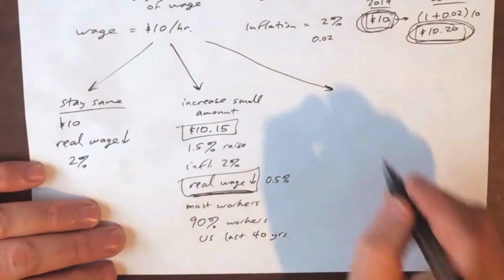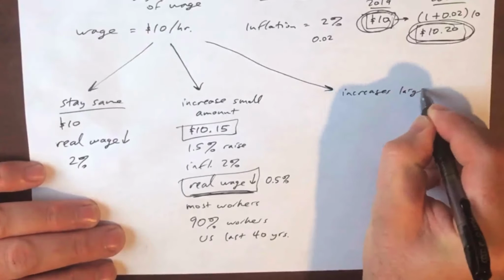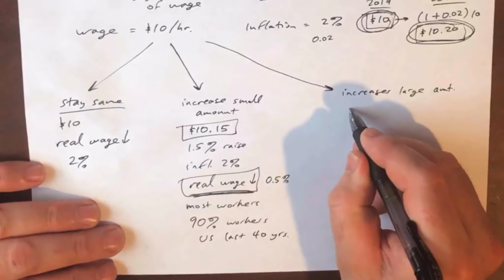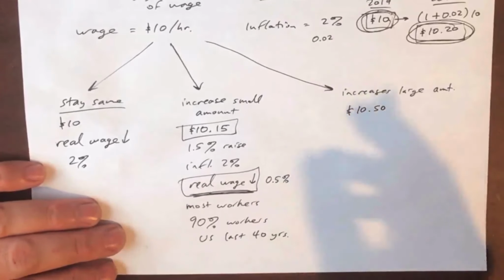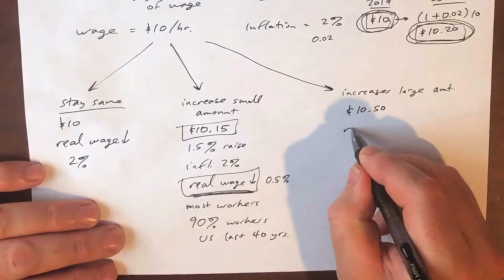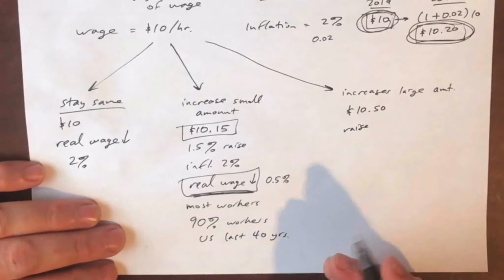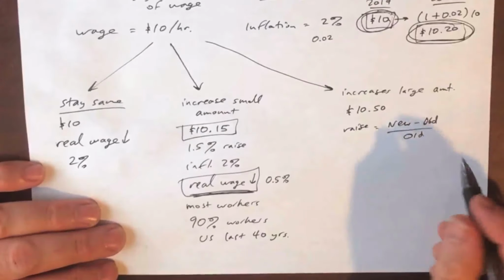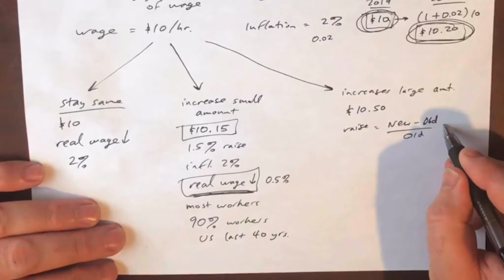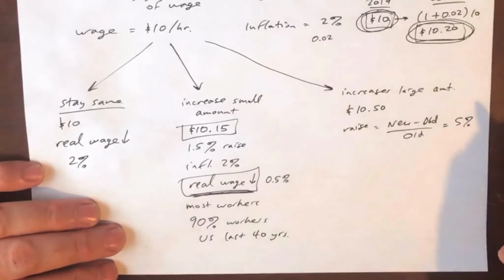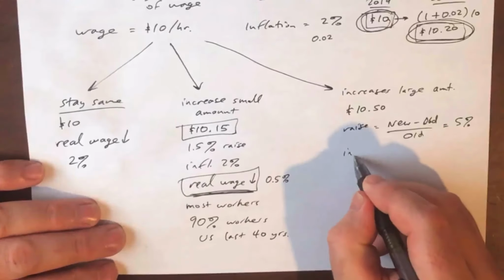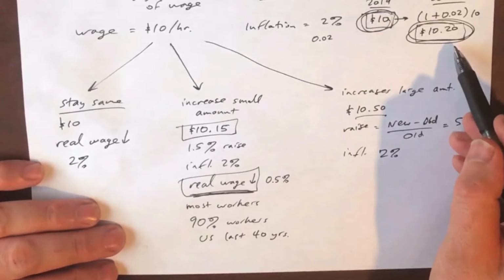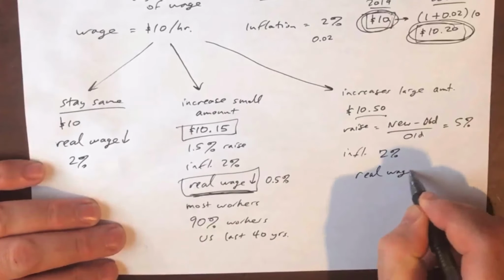And a final example, of course, is that it increases by a large enough amount that it brings you over that 10.20 threshold. So for example, let's say your wages go up to 10.50. All right, now we're talking. Now we've gotten a raise. We want to know what the percentage of the raise is. We take the new one minus the old one, divide by the old one. When we do that, we get 5%. So a 5% raise, the inflation rate again is 2%. We can see 10.50 versus 10.20, right? You're better off. So in this situation, your real wage has gone up.